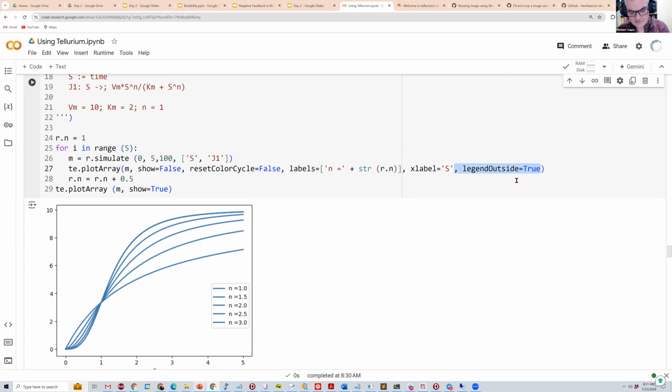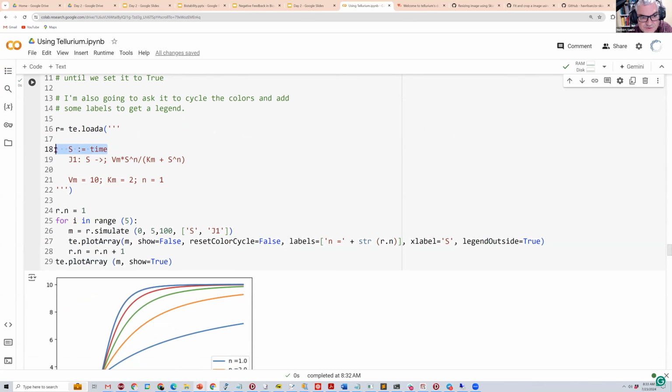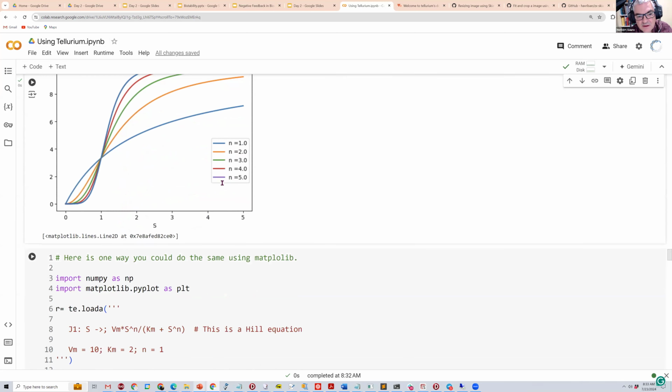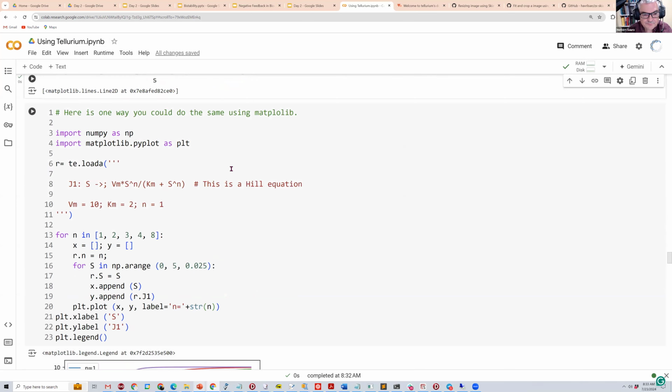Oh yeah, this is the same thing now using matplotlib. So instead of using plot array and this trick with time, I'm just using it perhaps the most basic way you can, and maybe it's an easier one to understand. So I just have the model here, and I have to have two loops now. I have to have an inner loop and an outer loop. The outer loop is going to change n, the Hill coefficient.